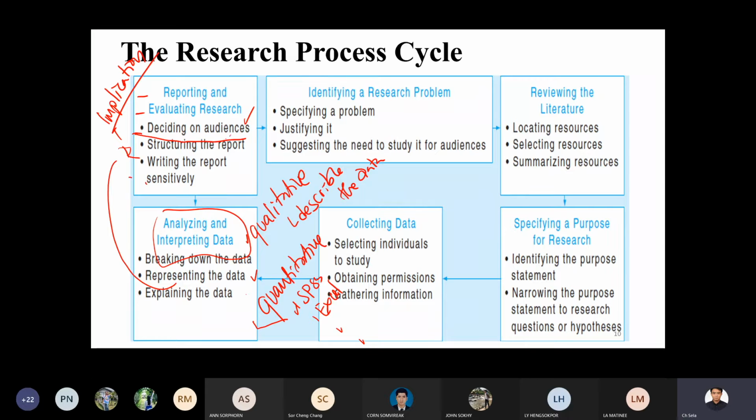Okay, so these are the audience ideas, and then you can structure the report. You can follow the school guidelines in writing. You must be sensitive, you must respond sensitively to the problem. Some people forget, when they write chapter 5, what they wanted in chapter 1. Chapter 1 is the start: the objectives and research questions.